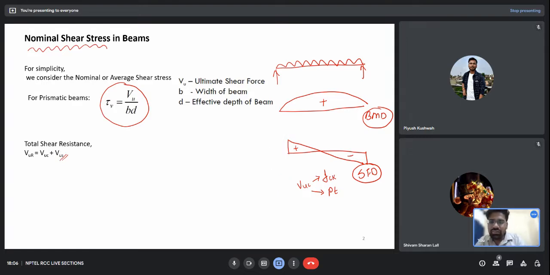Now, what is VUS? Suppose this is the longitudinal axis of my beam. You must know that when shear force acts on a beam, it produces cracks like this. Maximum shear force occurs at a crack of 45 degrees, and when the crack is vertical and just below the load, we say this is a flexural crack, and this is the shear crack.